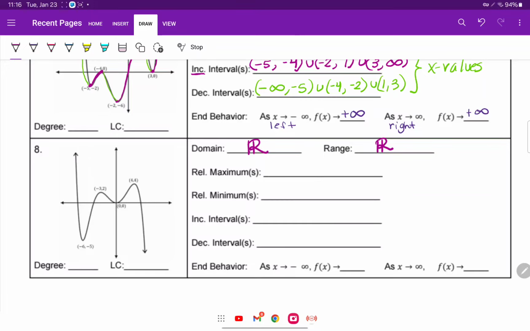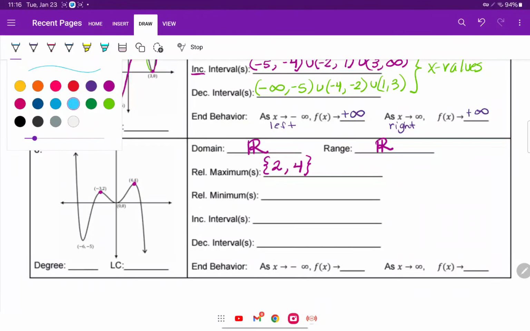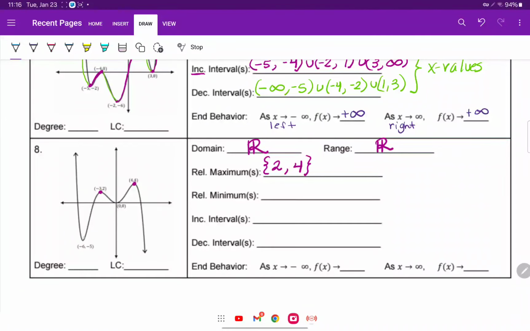Relative maximums, the tops, so there's a maximum and there's a maximum. So the maximum values are the y's, so 2 and 4, and squiggle brackets because we're listing them all. The minimums would be the lows. So here's a low and here's a low. So we have 2 of them, and remember, you're listing the y value. Okay, and again, let's write it off here. These are y values.